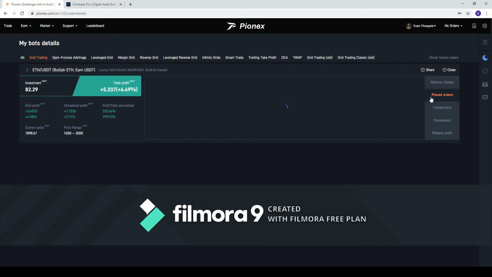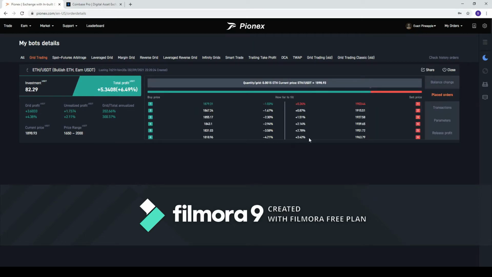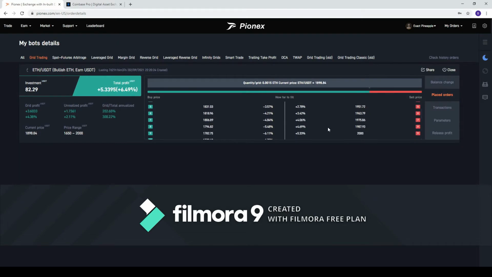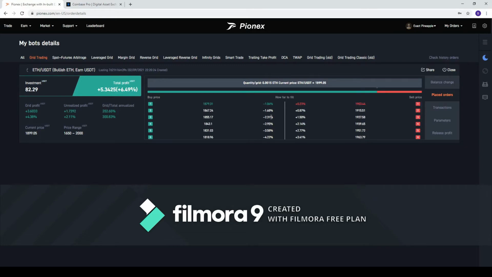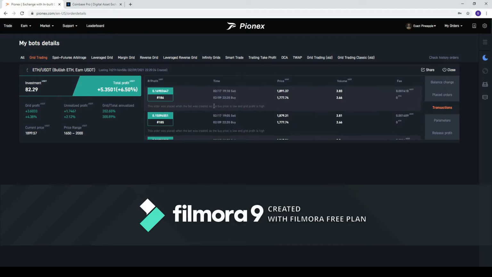So then we can go over here, and this kind of shows you the grid as it's working. You have placed orders. These are, if it rises to these prices, you're going to sell. If it drops to these prices, you're going to buy. If it drops a lot without raising to any of the next grids, you're just going to keep buying. If it keeps going up without dropping, you're just going to keep selling, which it tells you here in the transactions.